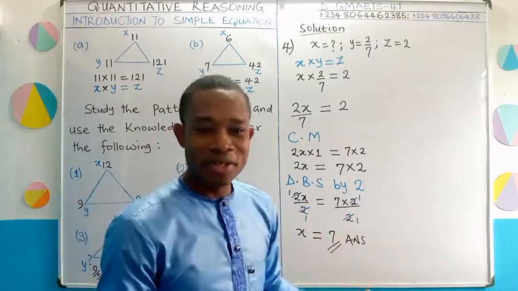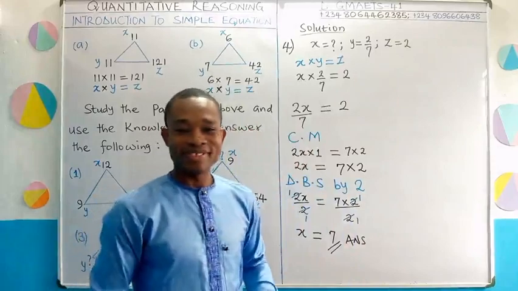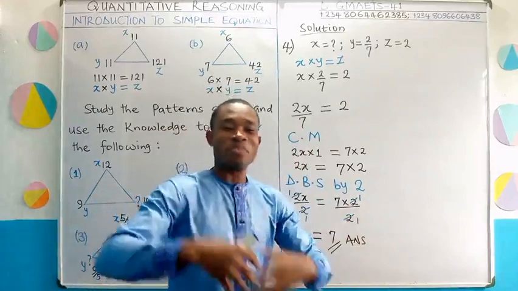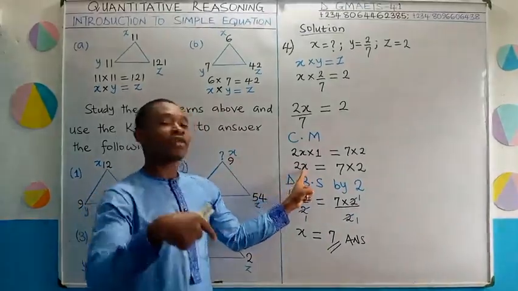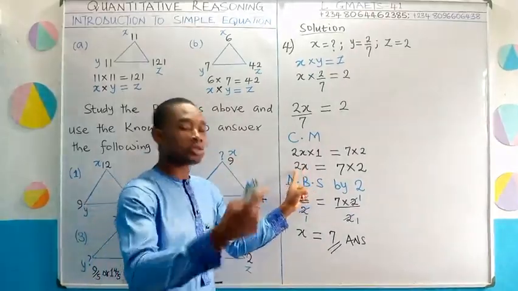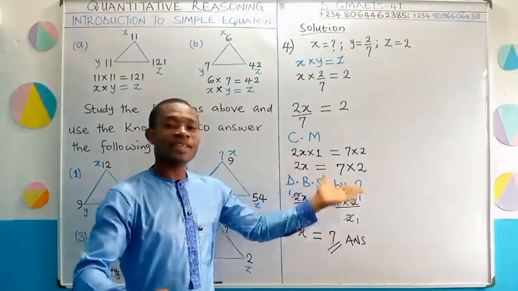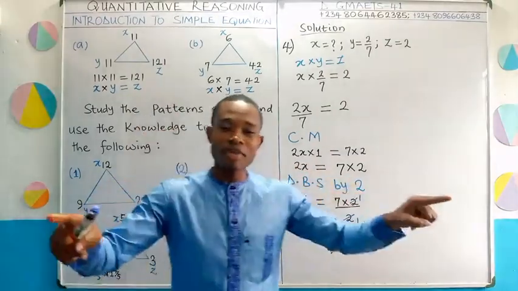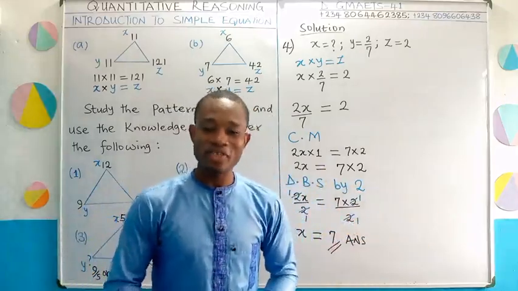What is the coefficient of the unknown? That number that is multiplying the unknown. For example, in this case, we are looking for x, and x is being multiplied by 2. So 2 is the coefficient. Whenever you have something like that in simple equation, divide both sides, the left and the right hand side of the equation, by that coefficient of the unknown.